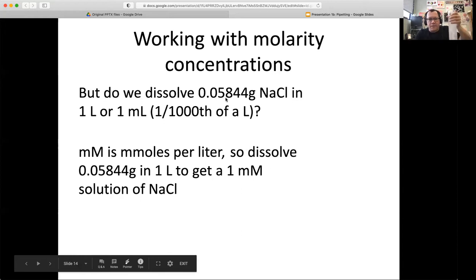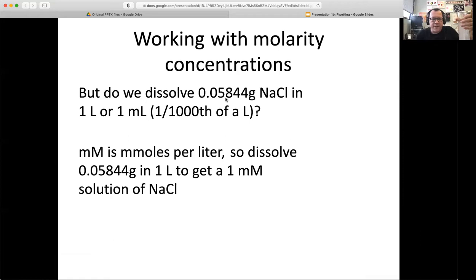Okay, so hopefully you've thought about that for a second. We've divided the top by 1,000 to get 0.05844 grams, which is 1 millimole of sodium chloride, and we do put that into 1 liter. Whenever we're talking about millimolar, we're always going to just divide the top number, not the bottom number. So theoretically it would be 0.05844 grams, a much smaller amount than what we measured there, in 1 liter to get a 1 millimolar solution.